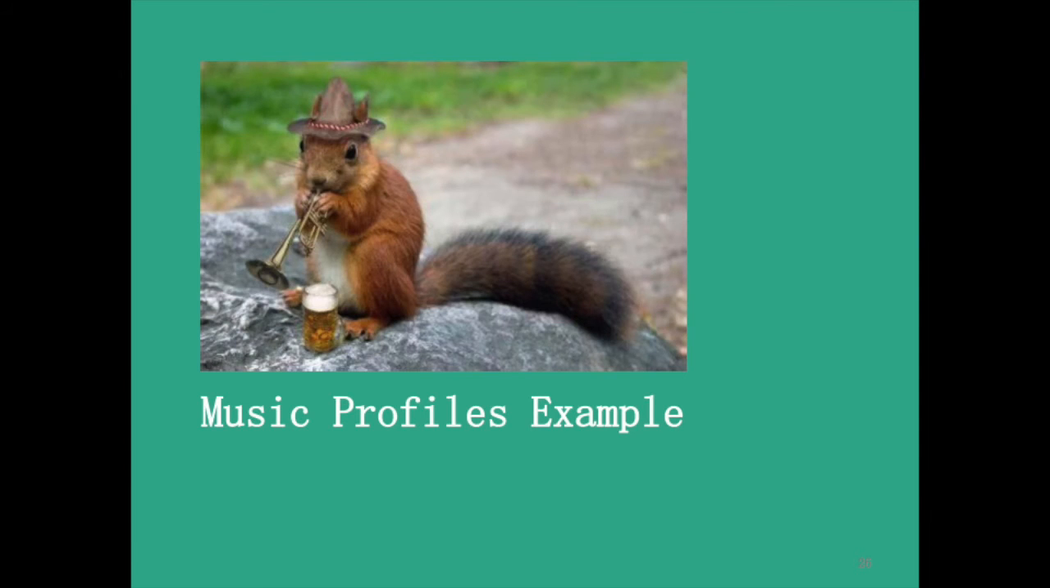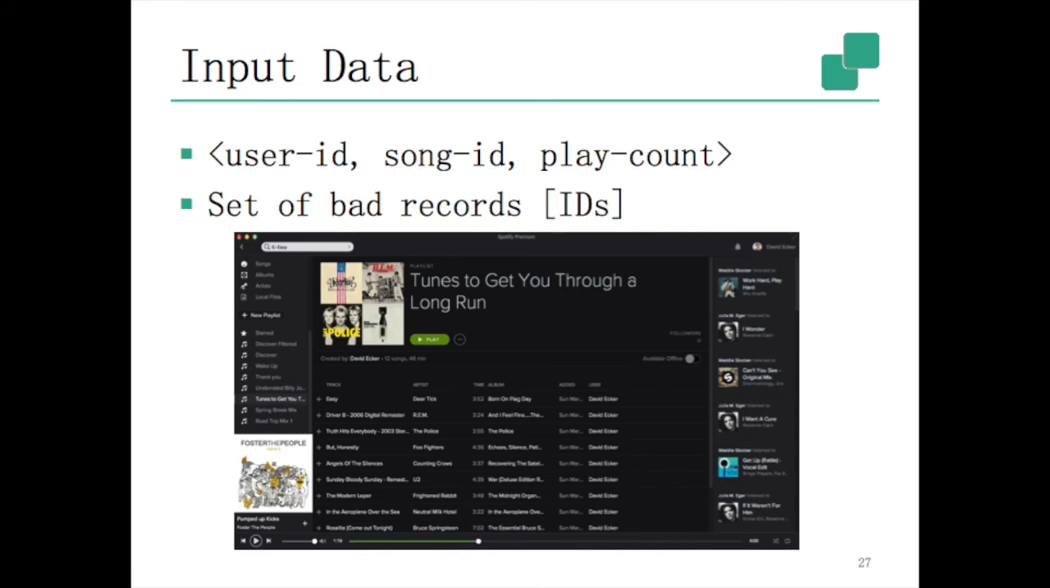So now I would like to move to an actual use case example. So let's say we have Jelly, we understood what it looks like, and we would like to use it for something. So we have a Spotify playlist, and we have as input a set of user ID, song ID, and the number of times it was played, triplets. And also we have a set of bad records. So the user tells us, okay, I really don't want to listen to this set of songs.